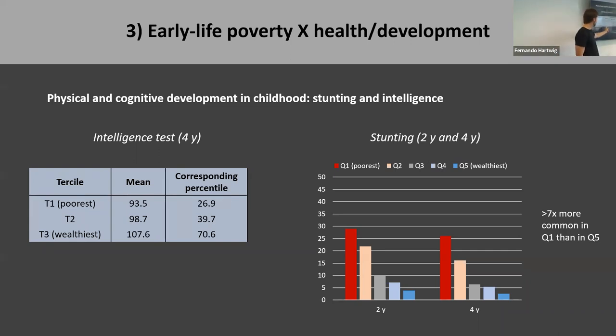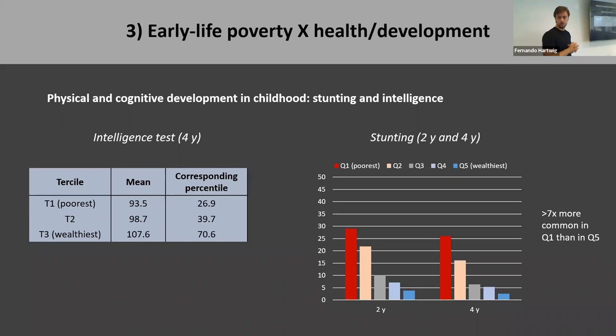When we go to 107.6, we see that 71% of the cohort has values lower than that. So it's the other side of the coin. We are going from 27 to 71. So it's a big difference. That's just a way of trying to make sense of this difference. The bottom line: if you are born wealthy, you have much better chances of developing in terms of cognition as measured by this test compared to other socioeconomic subgroups of the population.